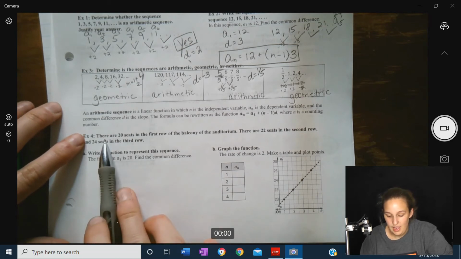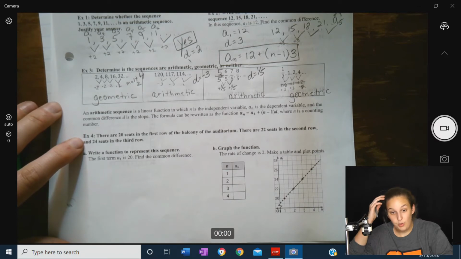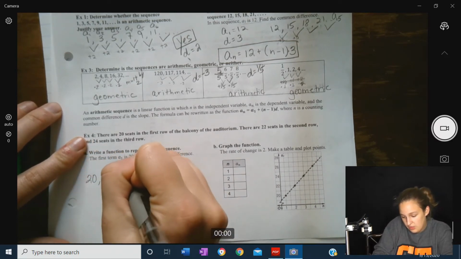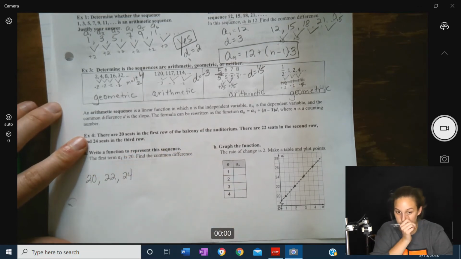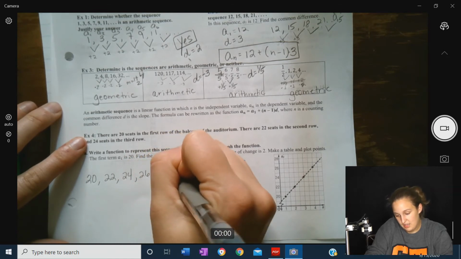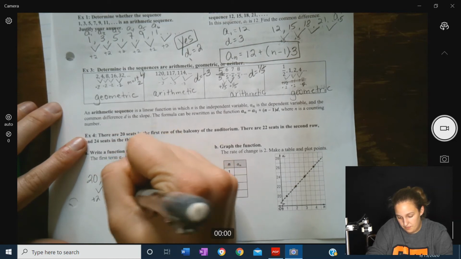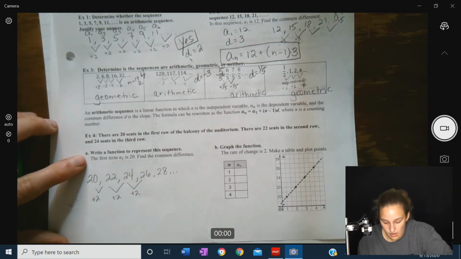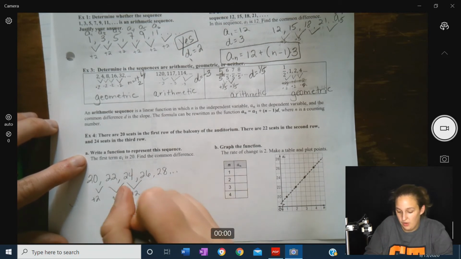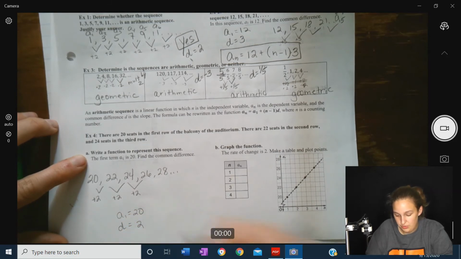So for here, if there are 20 seats in the first row of the atrium, and there are 22 seats in the second, and 24 in the third, we have 20, 22, 24. What's our theme here? We're adding 2 each time. 26, 28. Each time we're adding 2. So the first term is a1 equal to 20. The common difference we just found was 2.